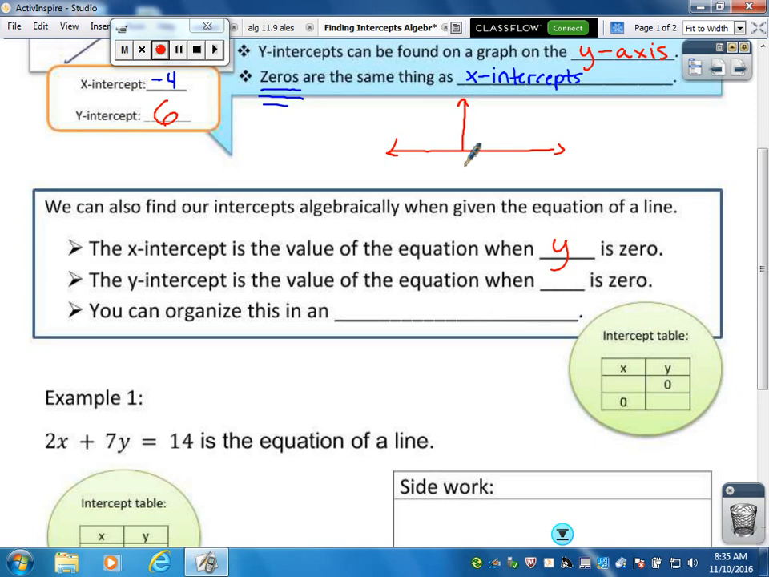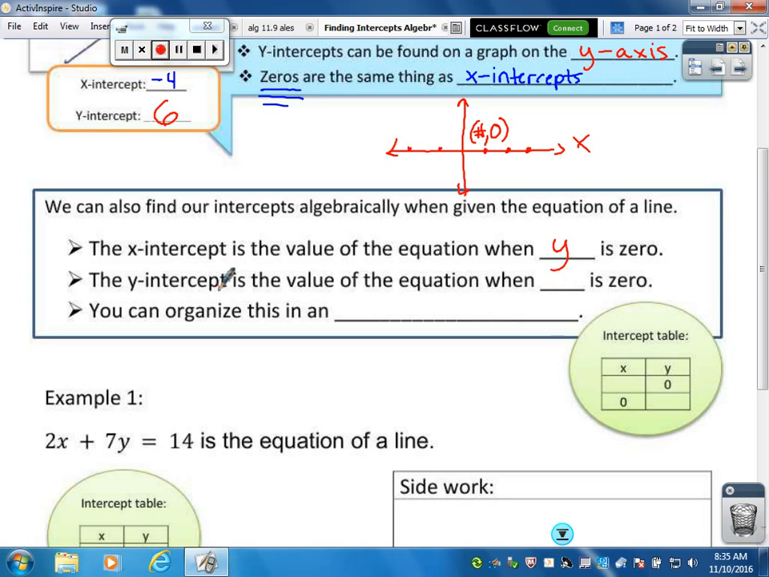So here's a fake graph, and here's my x-axis. And I know I'm going to find any x-intercept along this axis. So it doesn't matter what point I'm looking at. I'm going to have an x value, so I'm going to have some sort of number for the x value, but it's not going to go up or down any, so we're going to say 0 for the second part. So that's what we're really talking about there. Our y value has to be 0 for an x-intercept.